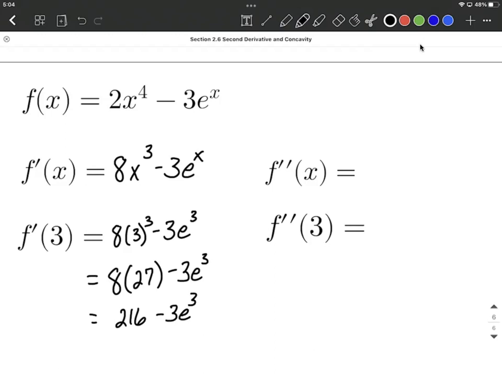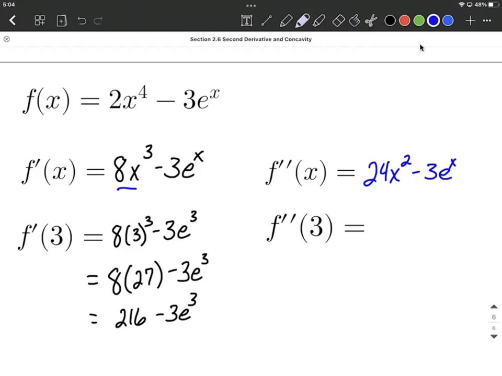Next up, let's go ahead and find the second derivative. The second derivative is just the derivative of the first derivative. So one term at a time here. I'm going to use the first derivative and say power rule for the first term. Bring the 3 down, multiply it by the 8, so 24. Reduce the exponent by 1. 3 minus 1 is going to make 2 for our new exponent. Bring along the constant, and the derivative of e to the x is just e to the x.